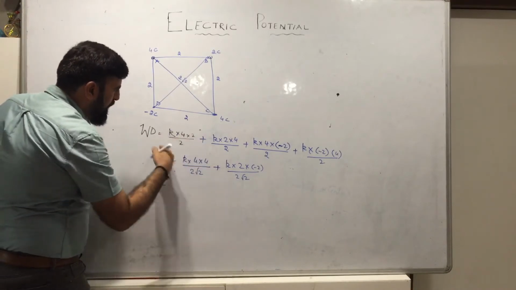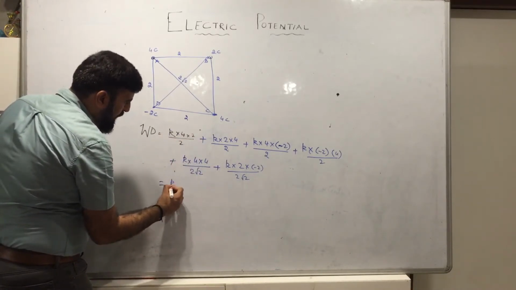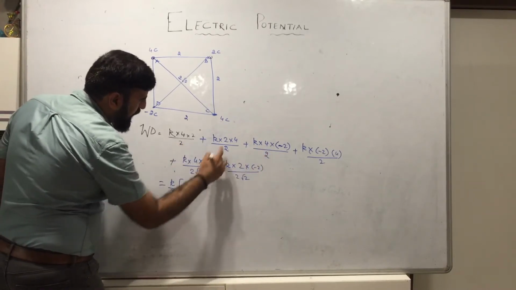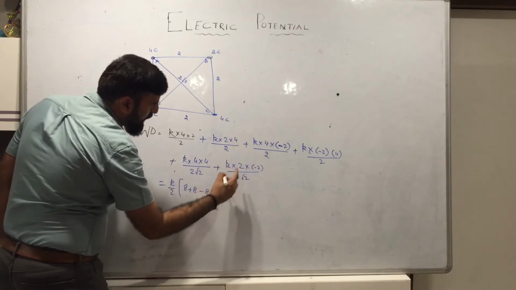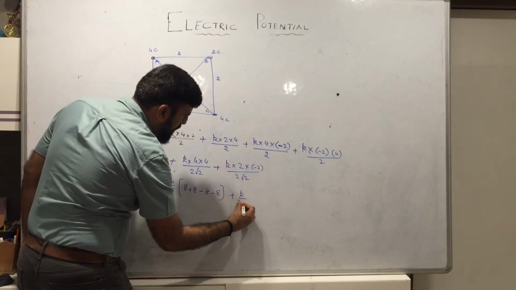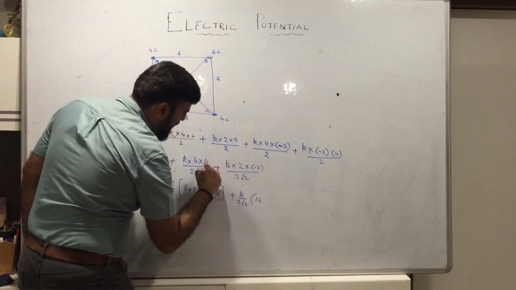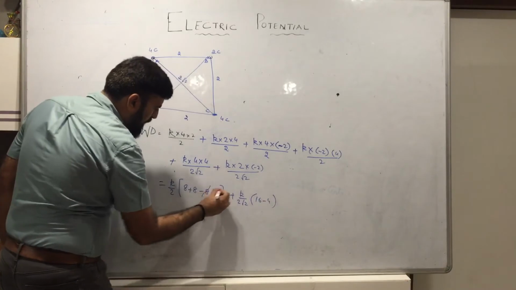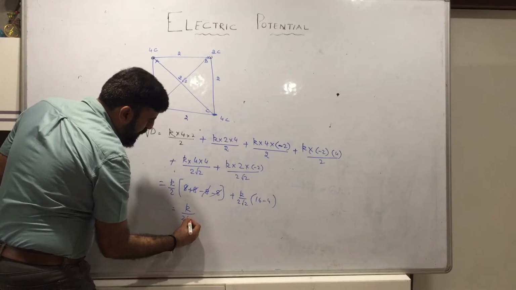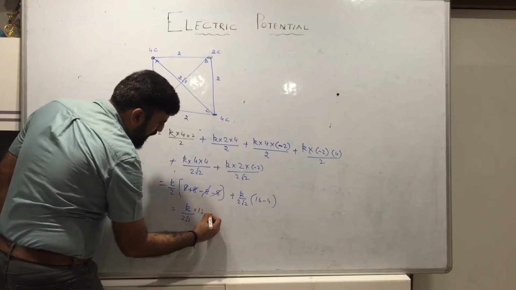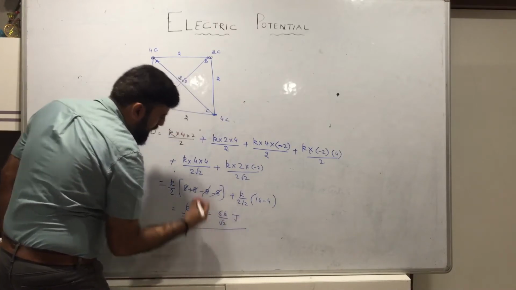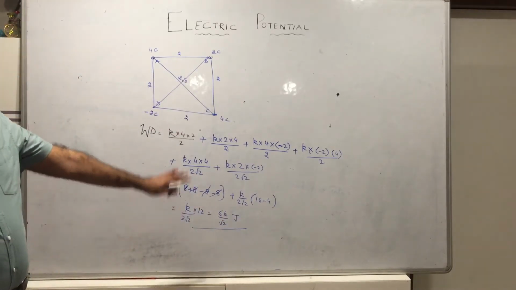Let's simplify them. This will be k by 2. First I'll add these 4 terms: 8 plus 8 minus 8 minus 8. Oh, wonderful. Plus k by 2 root 2, 16 minus 4. So I think this goes off completely. What I'm left with is k upon 2 root 2 into 12, or maybe 6k upon root 2 joules. Fine. So this is the work done to make the system.